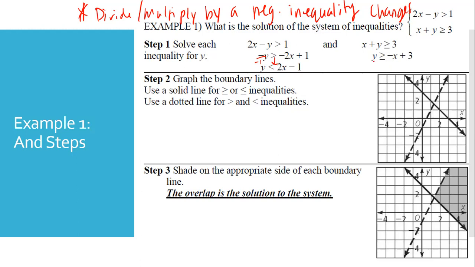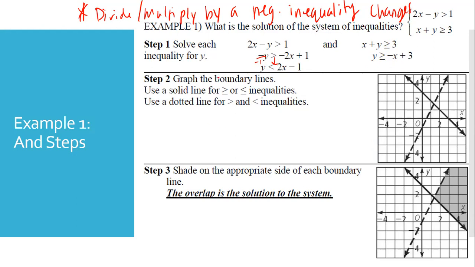Now over here, for x plus y is greater than or equal to 3, to get y by itself, I just had to subtract x. Did I have to divide or multiply by a negative? No. So notice that my signs stayed the same. Got it? So step one is to solve each inequality for y.